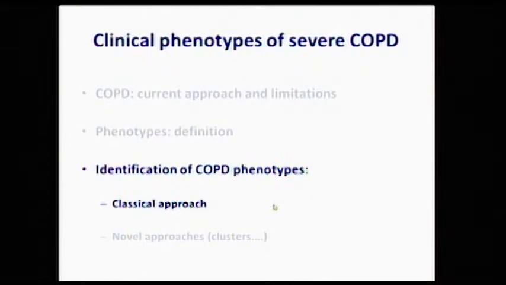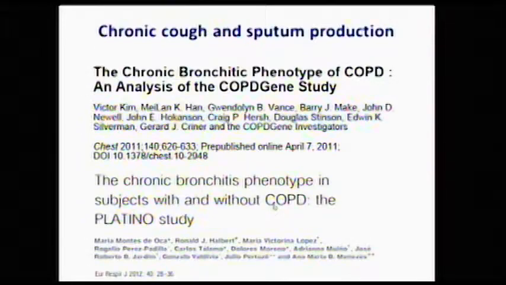So, how should we identify COPD phenotypes? Well, we are physicians, we see patients, and we can just pick up some characteristics of our patients and say, let's test whether it's a phenotype or not. This is the so-called classical approach. So Professor Krina is here, he's one of the authors of this paper from the COPD gene study, the paper is called Chronic Bronchitis Phenotype of COPD, and this is a Platino study in the European Journal. Next year, the chronic bronchitis phenotype.